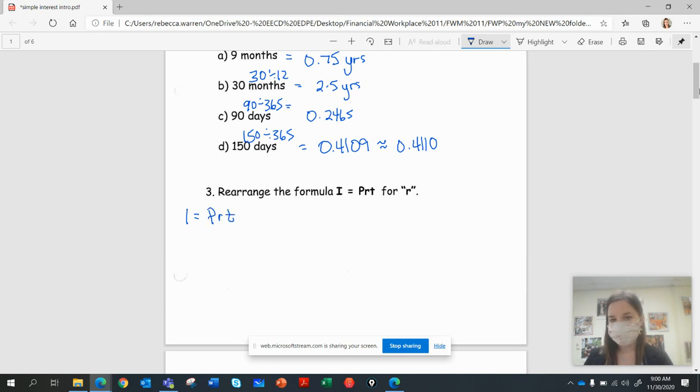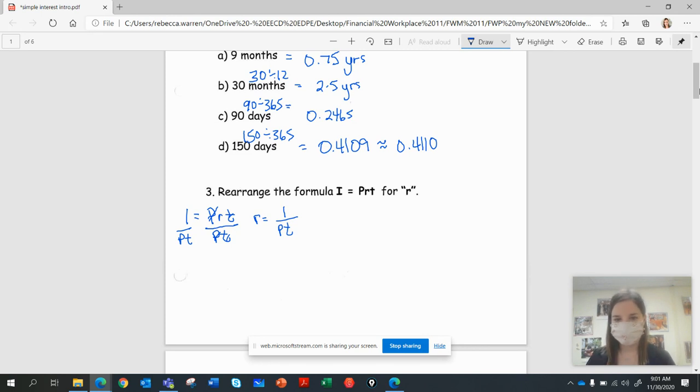If you're rearranging for R, P and T are attached to it, so you have to divide by P and T on this side because then it cancels them out and leaves you just with R. And because you divide by P and T on this side, you have to do it on this side as well. So it leaves you with R equals I divided by PT. But in my experience, people struggle with formula manipulation.